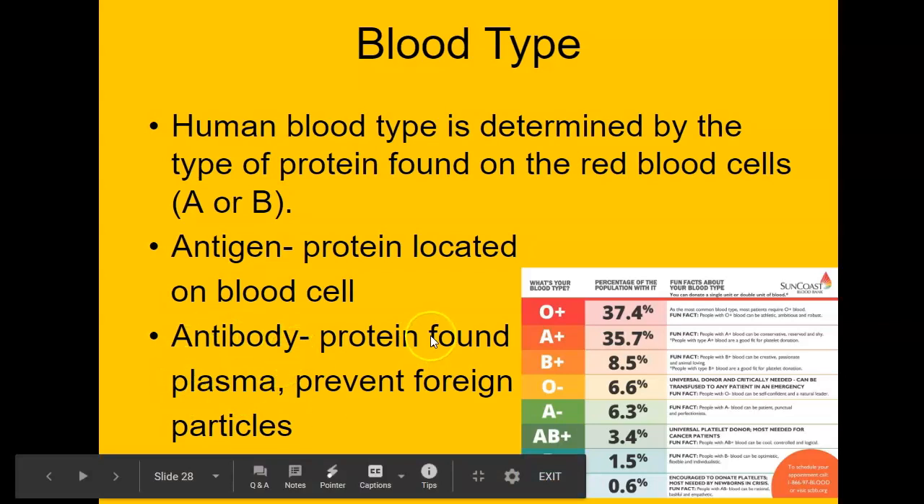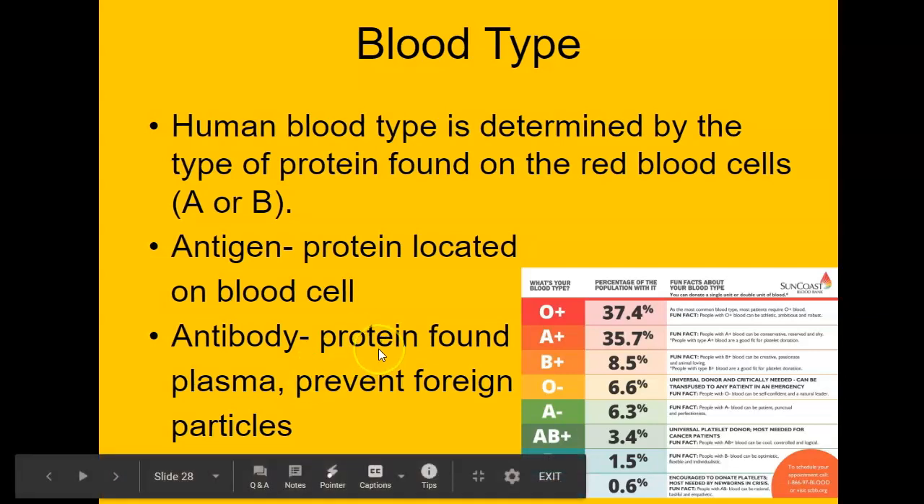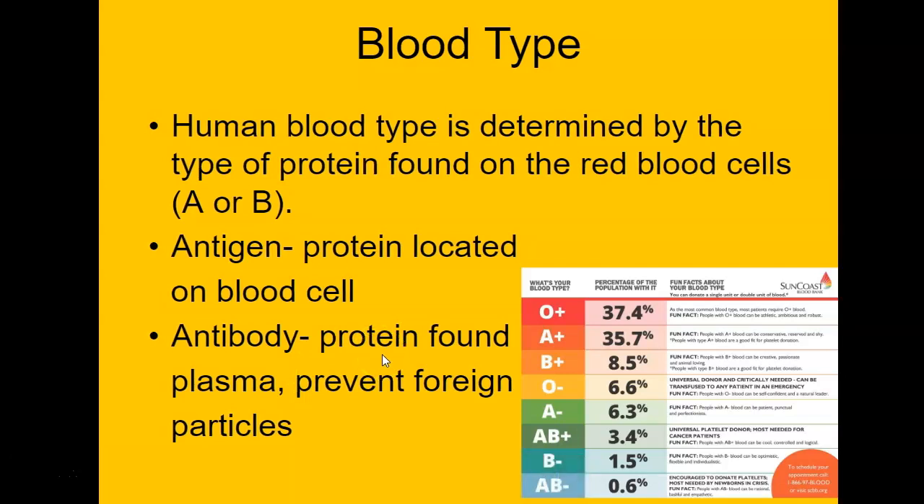The antibody is what your body actually produces to fight off the other type of blood cells. So it's actually going to be in the plasma of your blood, which is the liquid part of your blood. And its job is to prevent foreign particles. Now, you may have heard the term antibody a lot lately. Your body makes antibodies against anything that is invading.